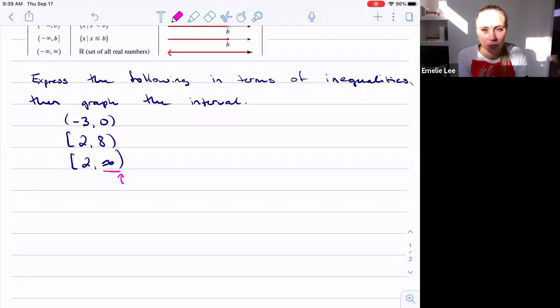If we're dealing with infinity, we always use a round bracket because infinity is not really a number. I don't want you thinking that infinity is a number. It's more of a state of mind, let's call it.